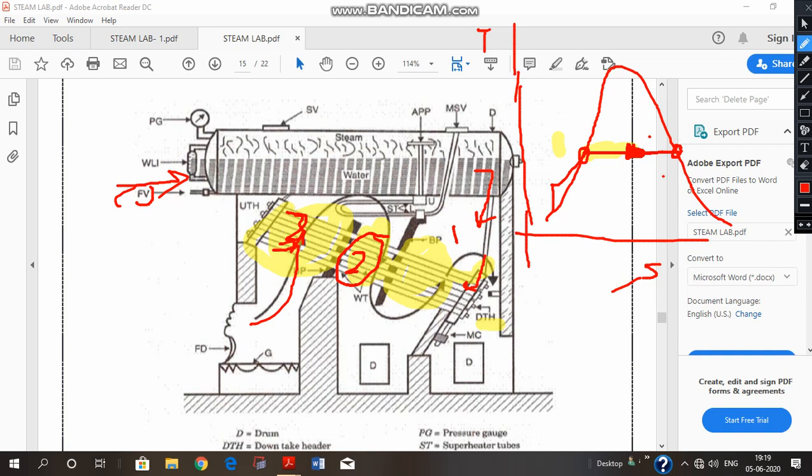Now here at this condition, there is steam also. This is the hottest portion and there is steam. So in that case, the steam being lighter, it rises up, and it enters the drum from the UTH, that is the upper take header, and it comes at the top of water because it is lighter in nature. It has got less density as compared to water. Now the steam also is not very superheated. It is also not superheated under this condition.